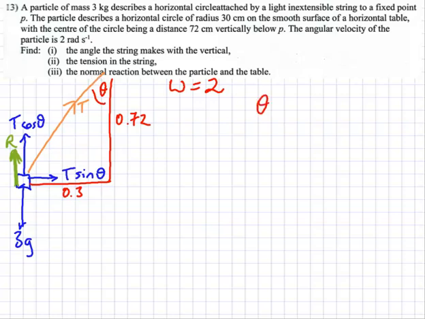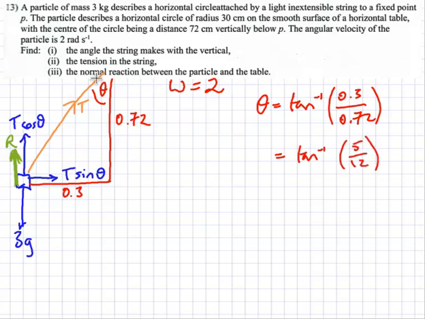So our theta is going to be, well, opposite over adjacent. It's going to be the inverse tan of 0.3 divided by 0.72. Okay. Now, when I work that through, you'll realize something fairly quickly. We actually get the inverse tan of 5 over 12. So it's actually worth sometimes putting in the ratio first, not doing the whole calculation, because you'll get an angle of 22.62 degrees, which won't mean much.